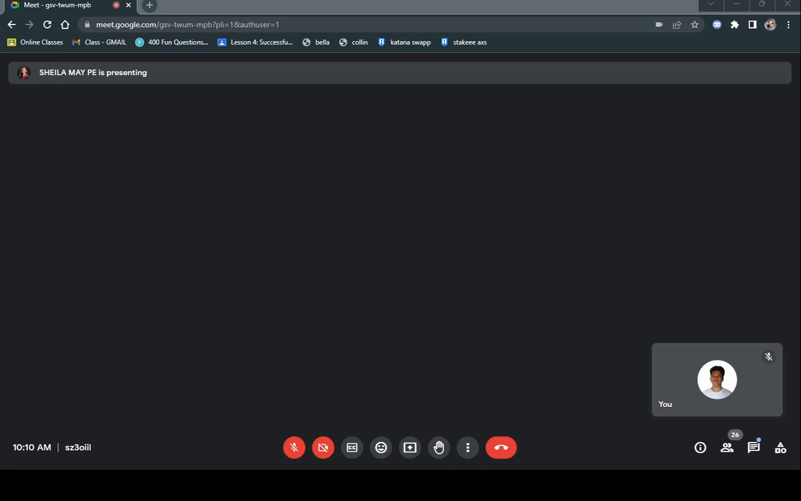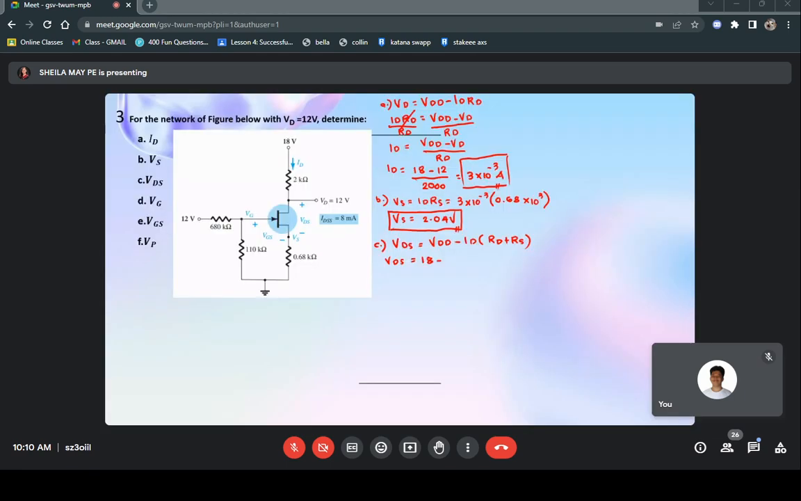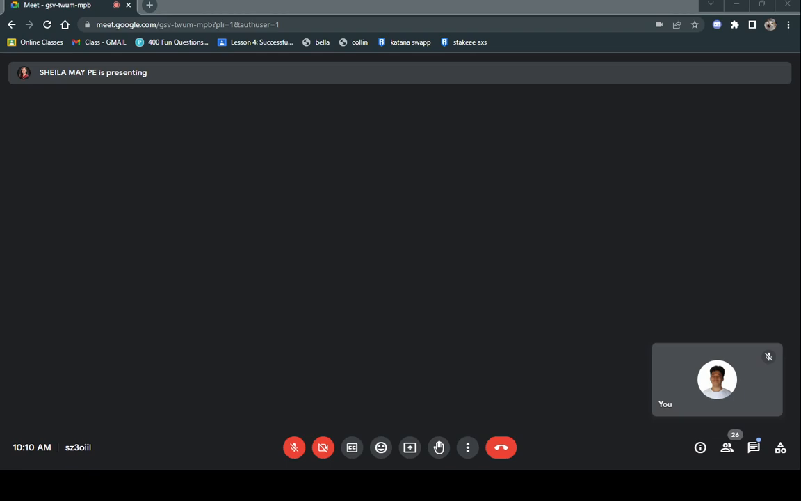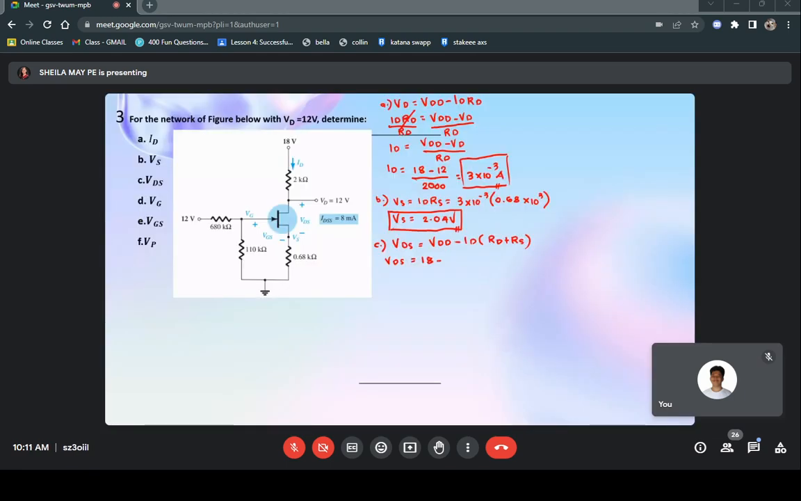And letter D, we need to find VG. VG has a formula R2 times VDD over R1 plus R2. R2 is 680. Okay. Class, this is a voltage divider, the resistor is just laid horizontally. It's the same. This resistor is just laid horizontally.